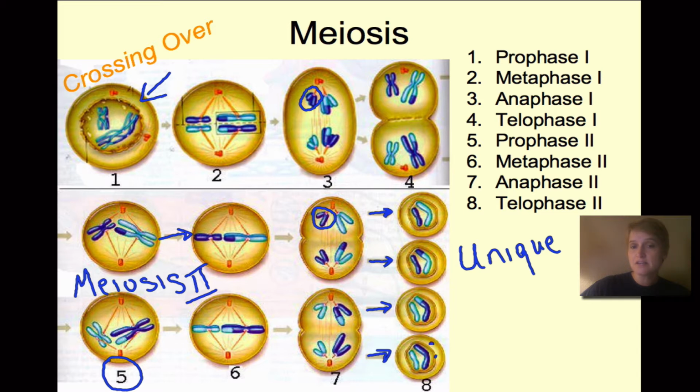These 4 cells, depending on whether this is a male or a female organism that's producing these 4 cells, are either egg cells, or if it is a male producing these, they would be sperm cells, because those are the only types of cells that are produced in meiosis.